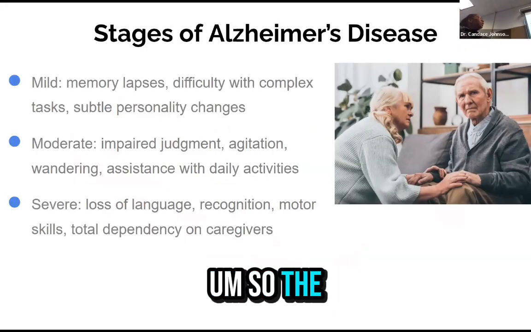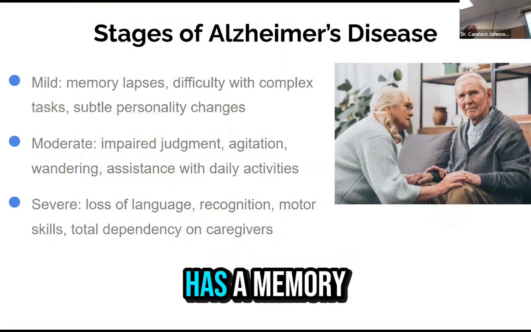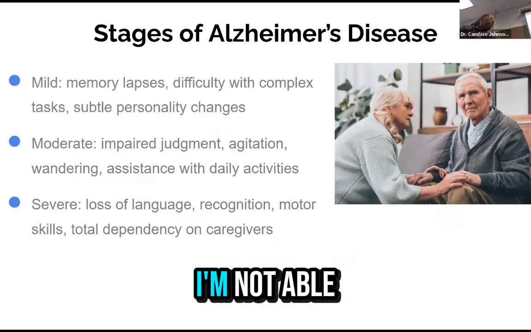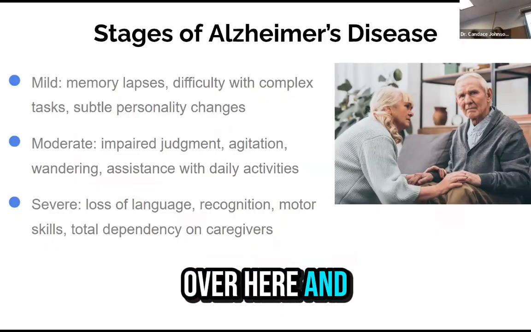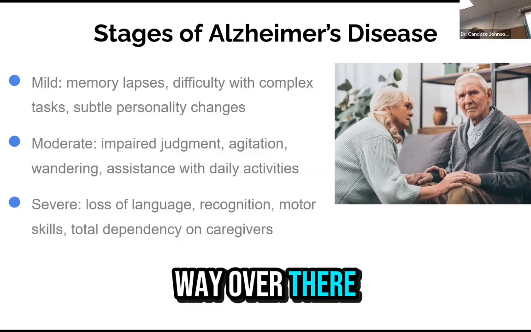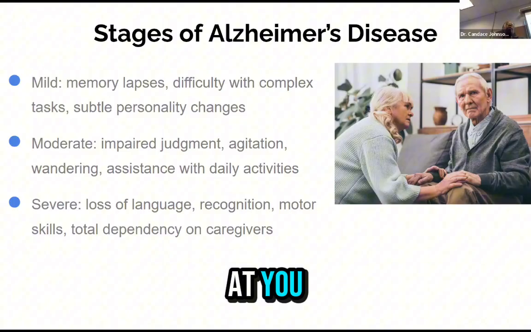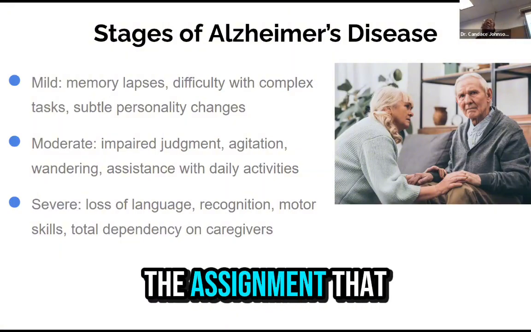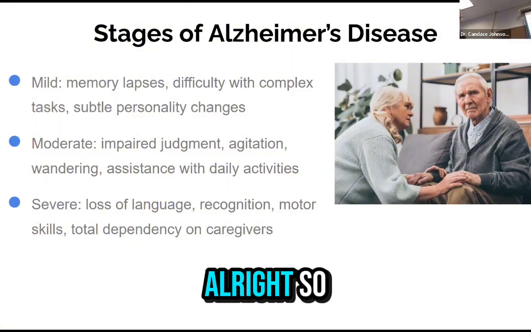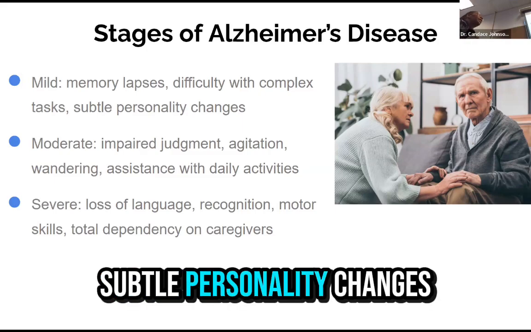All right, so the stages would be mild, moderate, severe. In the mild phase, we might see a person who has a memory lapse and is not able to do something complex like go over there, pick up that ball, walk back over here and bring me the ball. That might be overly complex for them, where they might lose their way on the way over there. They may not ever make it there, or they get there and turn around and start up a conversation that has nothing to do with the assignment. So difficulty with these complex tasks, subtle personality changes.